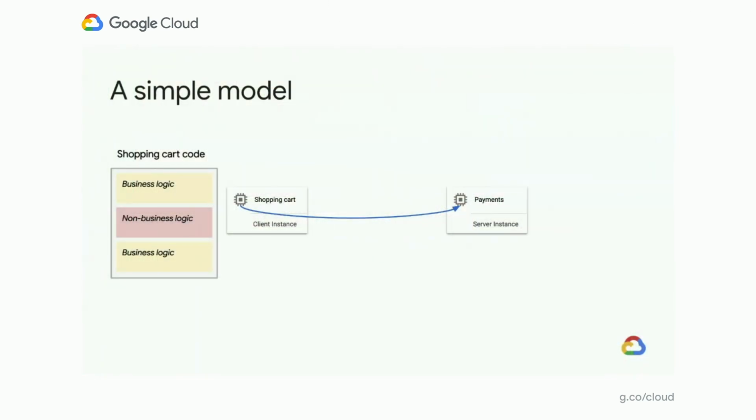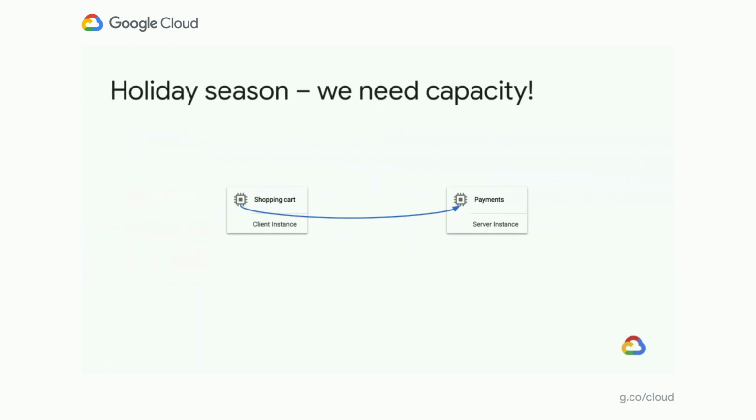In this simple model, you've got some business logic, you've got some non-business logic, which is the shopping cart's payments endpoint, and then some more business logic. Not too bad. You're just calling this thing from your shopping cart. Now you get to a production scenario where you need to make this something that works for the holiday season. During the holiday season, you might have a lot of customers, and you can't really afford to have your payments backend be overloaded. So what do you do? You need more capacity.